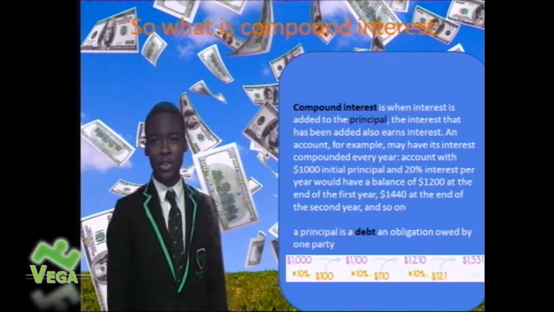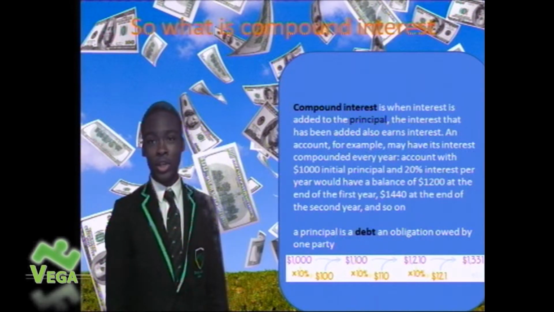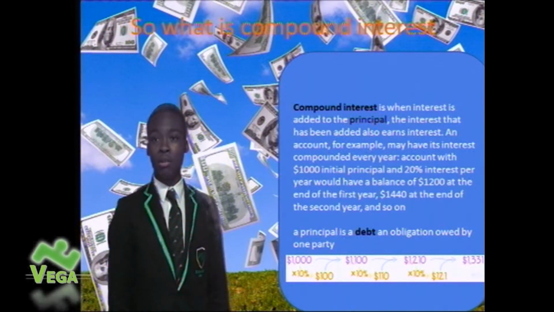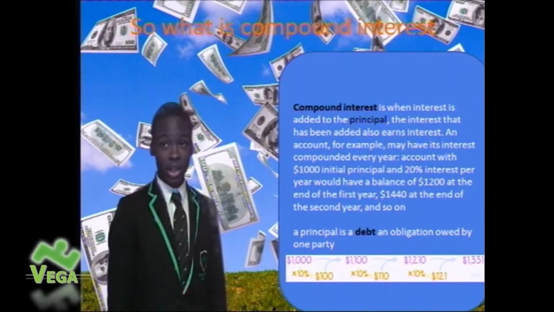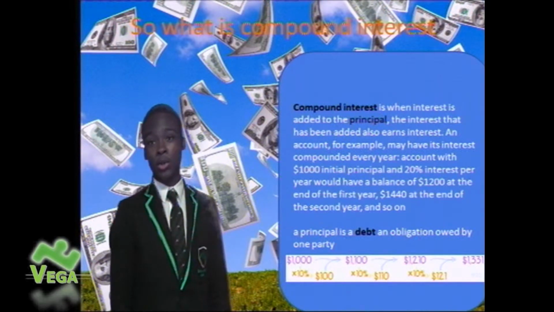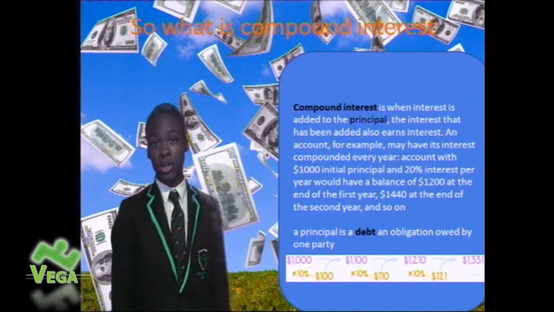An account with 1,000 initial principal and 20% interest per year would have a balance of 1,200 at the end of the first year, 1,440 at the end of the second year, and so on. A principal is a debt, an obligation owed by one party.